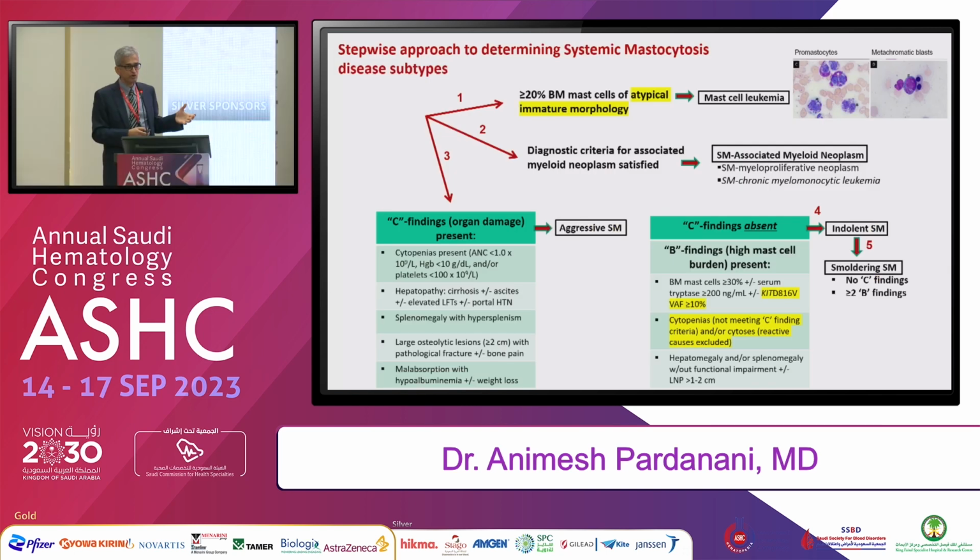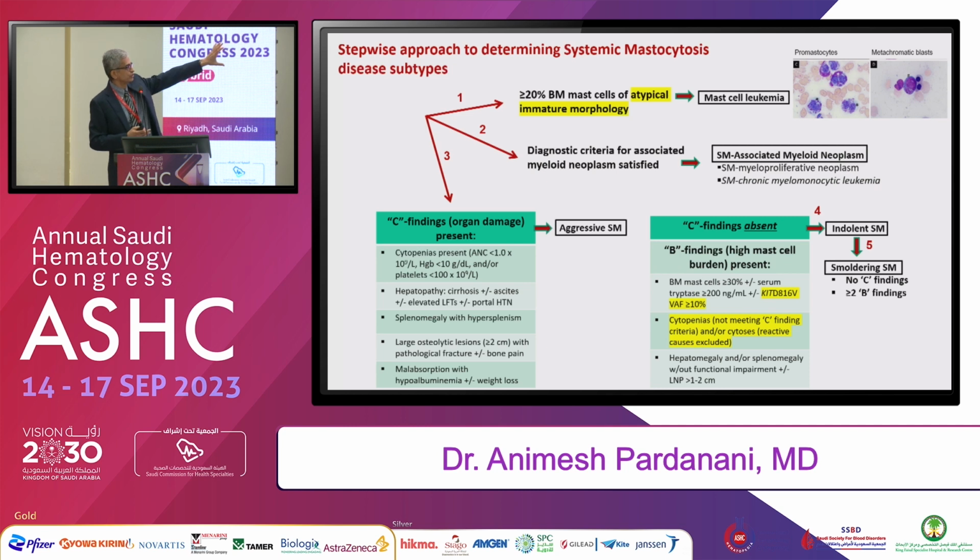So in terms of how you determine disease subtype, what subtype your patient has, there are just 4 steps. It's quite straightforward. The first step is to make sure your patient does not have mast cell leukemia. That is fairly straightforward to do because your pathologist will exclude presence of very immature metachromatic blasts, etc. Once you've excluded mast cell leukemia, the next step is to make sure that your patient does not satisfy diagnostic criteria for an associated hematologic neoplasm, such as CMML, etc.